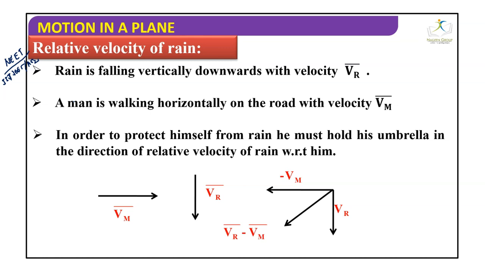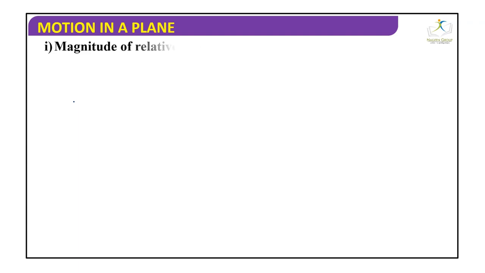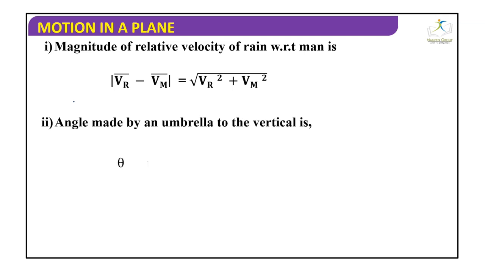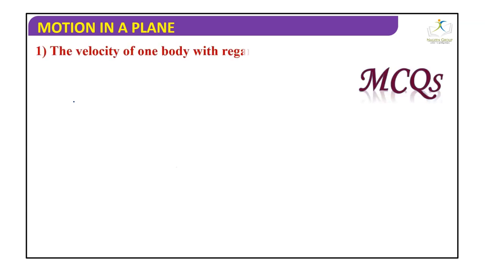So the resultant vector will be vector Vr minus vector Vm. Next, the magnitude of the relative velocity of rain with respect to man, vector Vr minus vector Vm, is equal to the square root of Vr squared plus Vm squared. So the angle made by the umbrella to the vertical, theta, is equal to tan inverse of Vm by Vr. Now let's move on to some multiple choice questions.